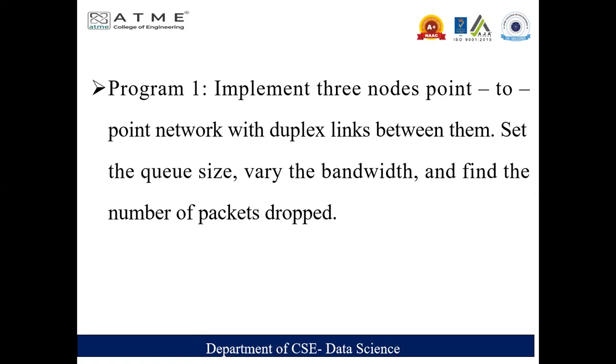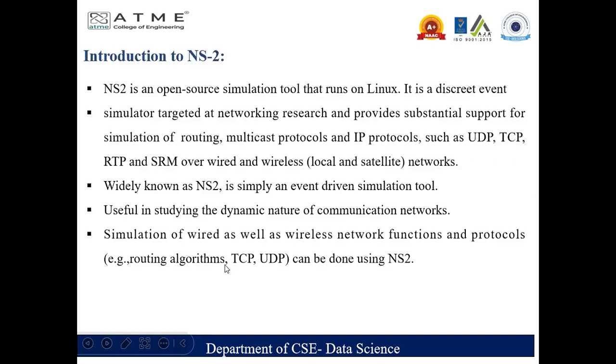So what is the duplex link? Duplex link means we can send and receive the data in the same link. So in both ways, we can send and receive the data. That is what is called duplex. And then we are going to set the queue size and find out how many packets were dropped once the data is transferred.